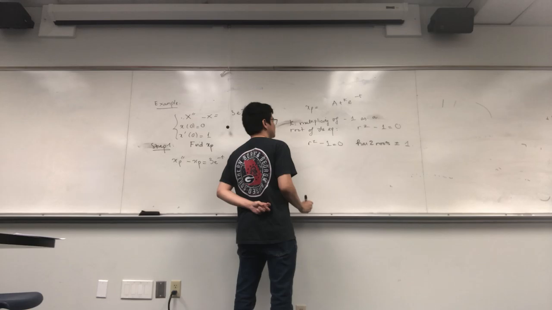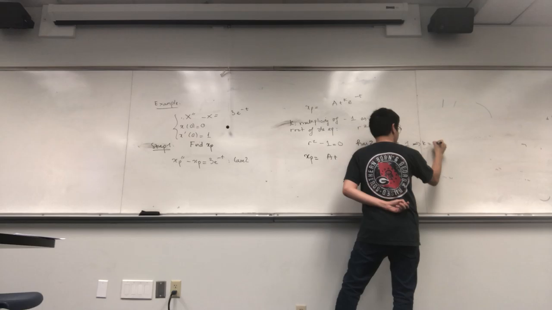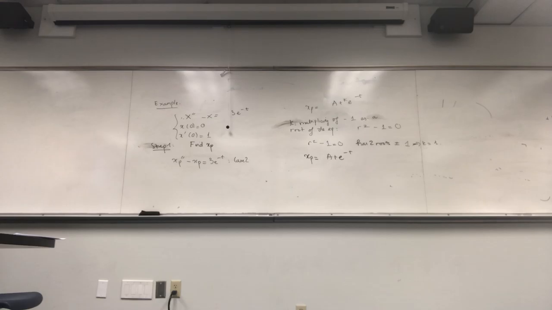So now you deduce that k is 1. So this gives you a t times the exponential of minus t. All right? Any questions? Right, so what is the next step?